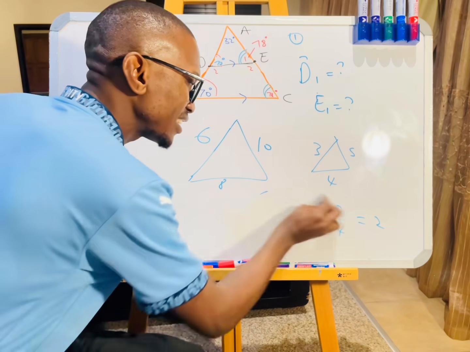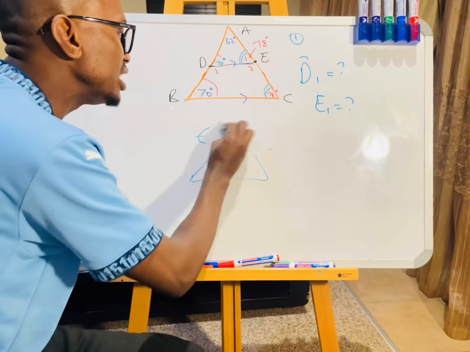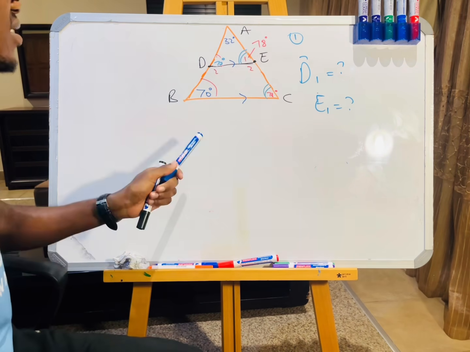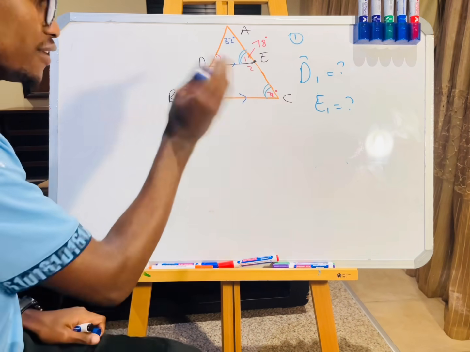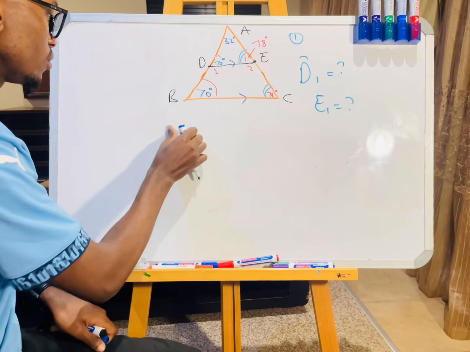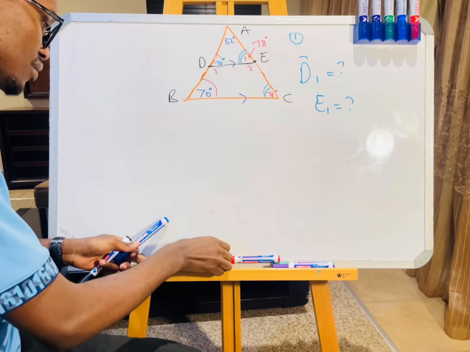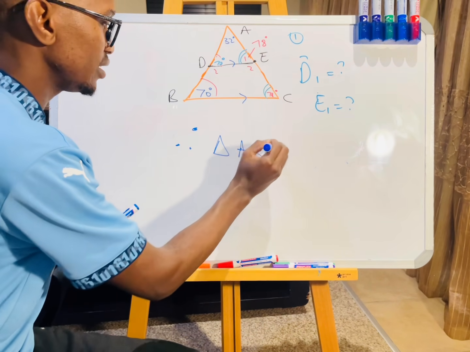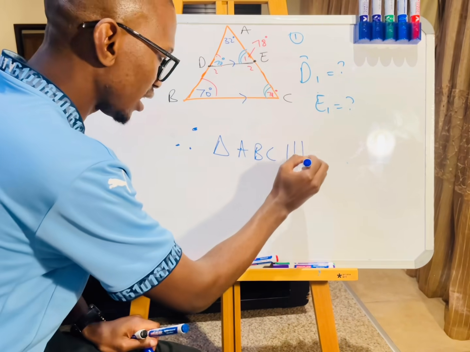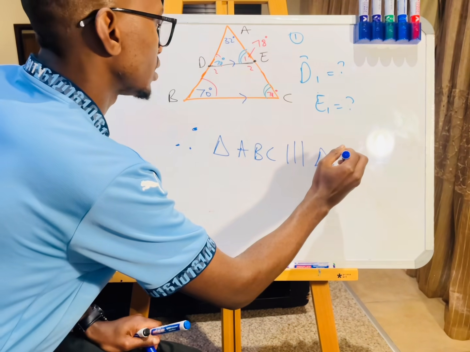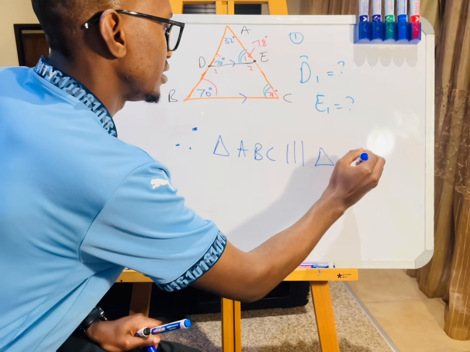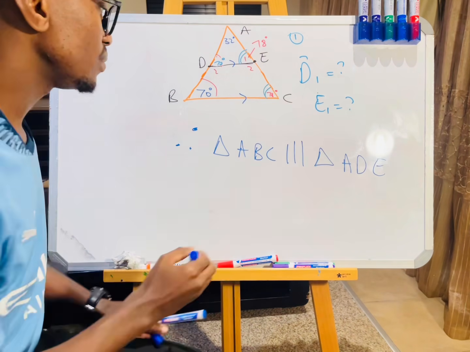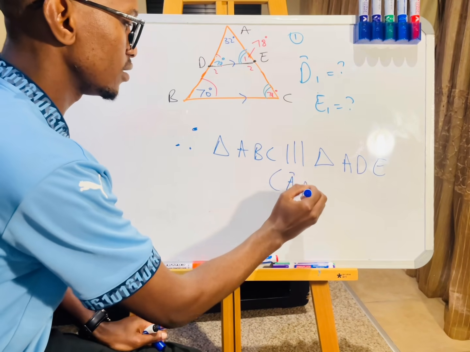The second case is the one that we were working on. This guy, we are having all the angles. So you can see that everything is the same. So we're going to say, therefore, this is how you do it. Triangle ABC, which is the bigger triangle, is similar to triangle what? ADE. The reason why they are similar is because of angle.